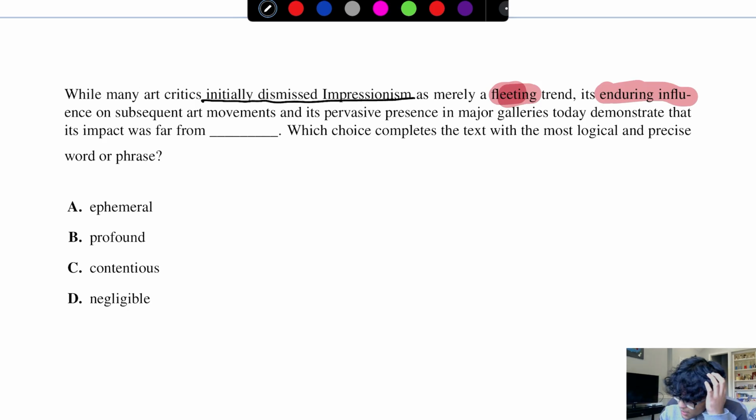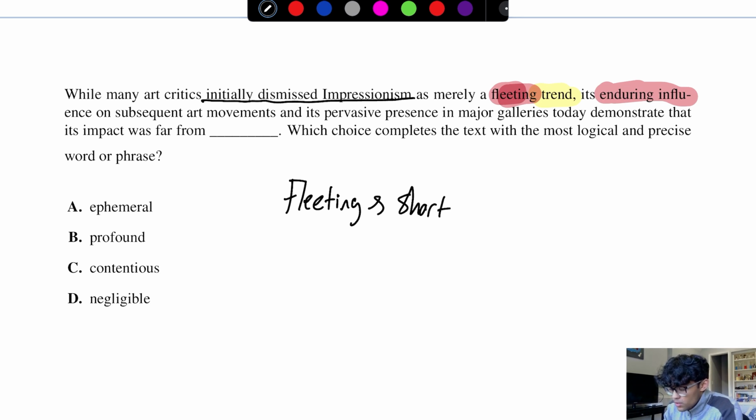So basically, they started off by saying that it was a fleeting trend. So it was important because it was still a trend, right? So that means that it was still important, but it was only important for a small period of time because that's what fleeting means. Fleeting means that it was like short lasting.